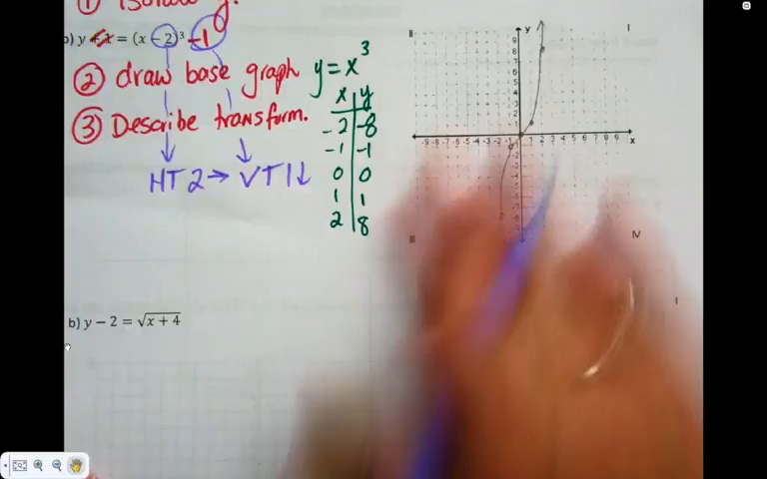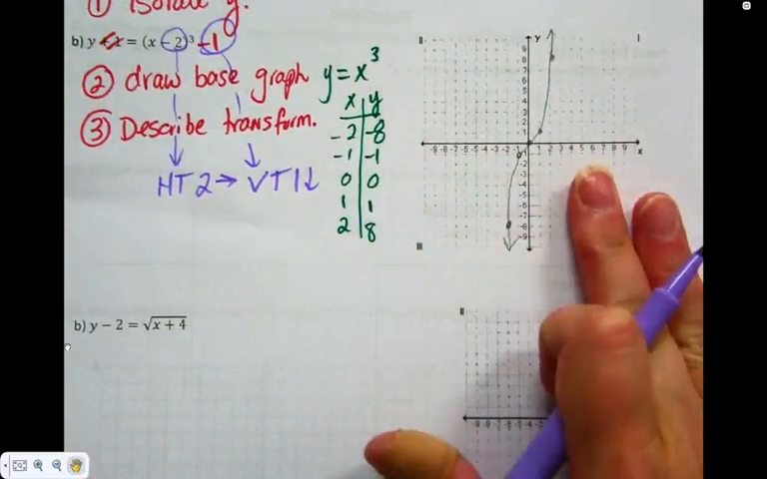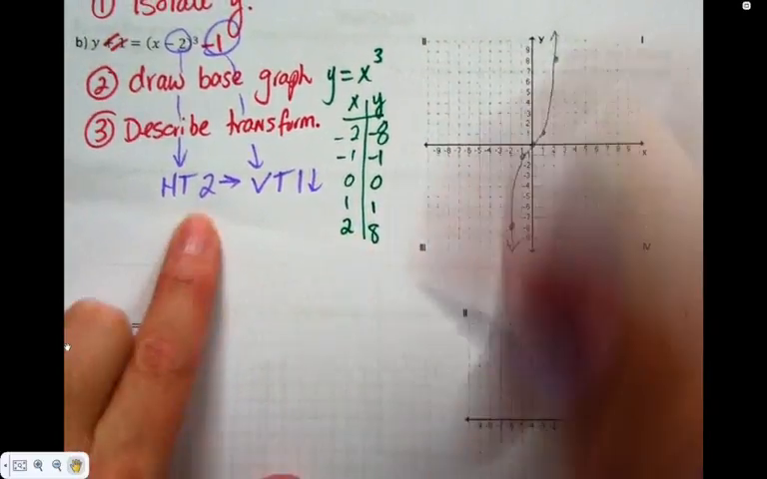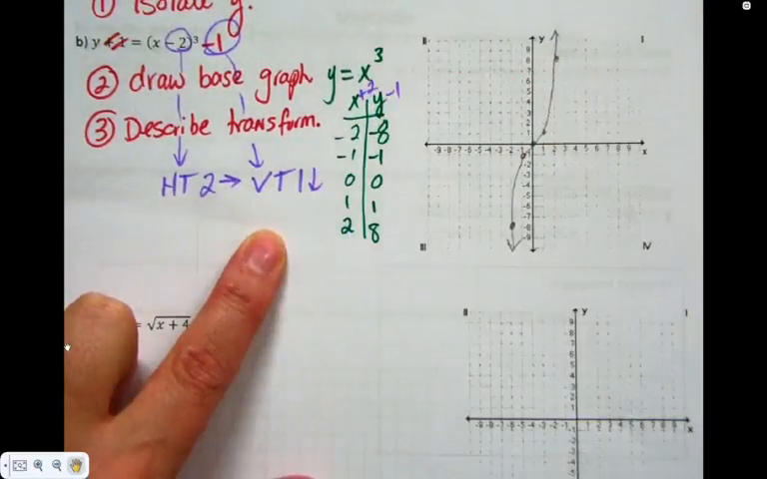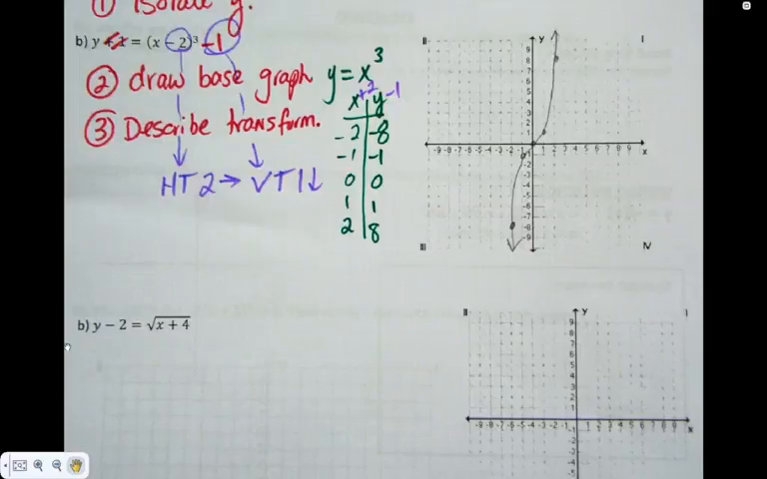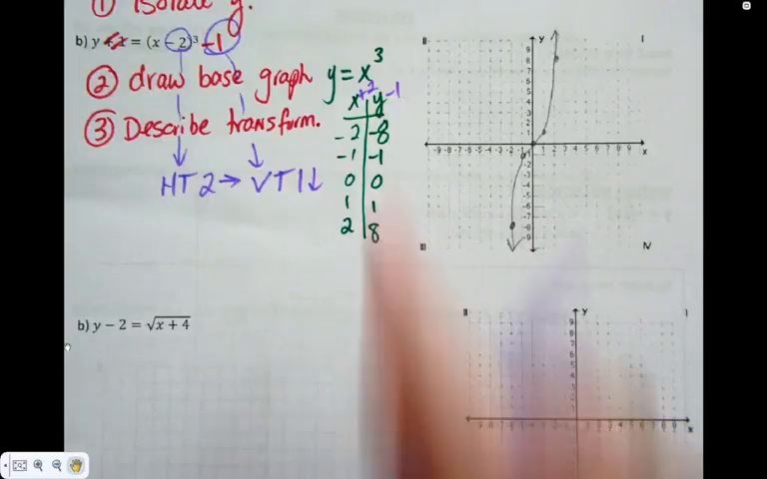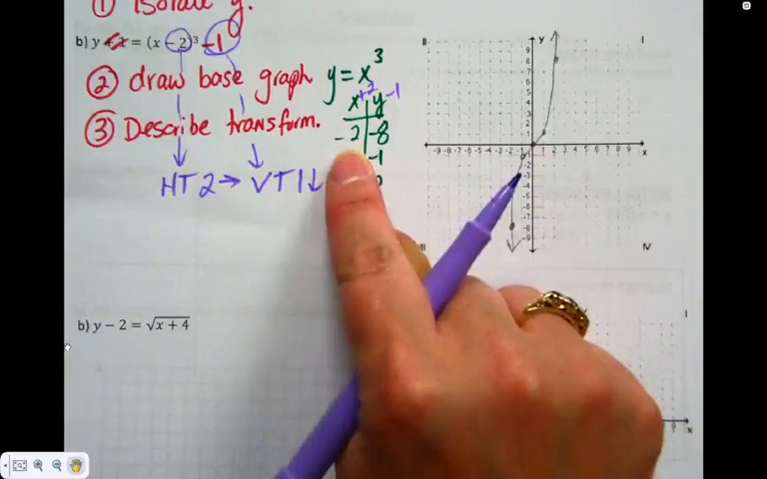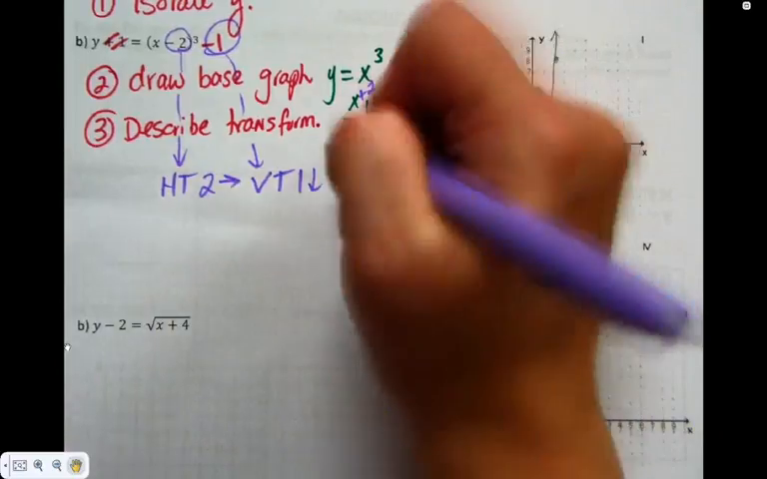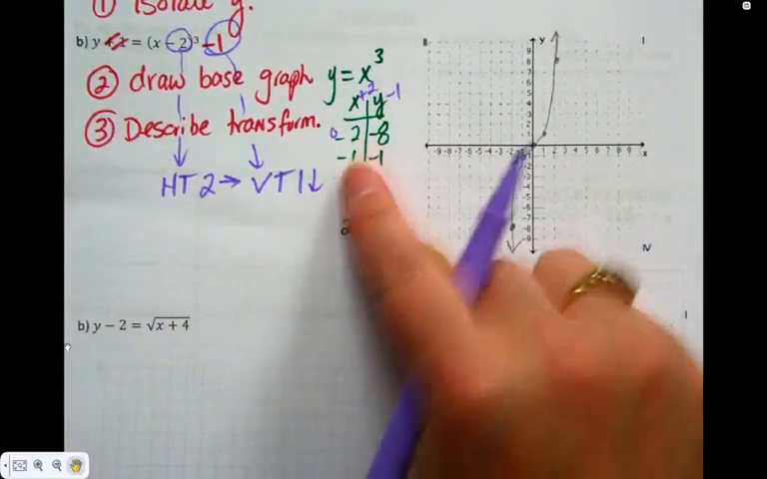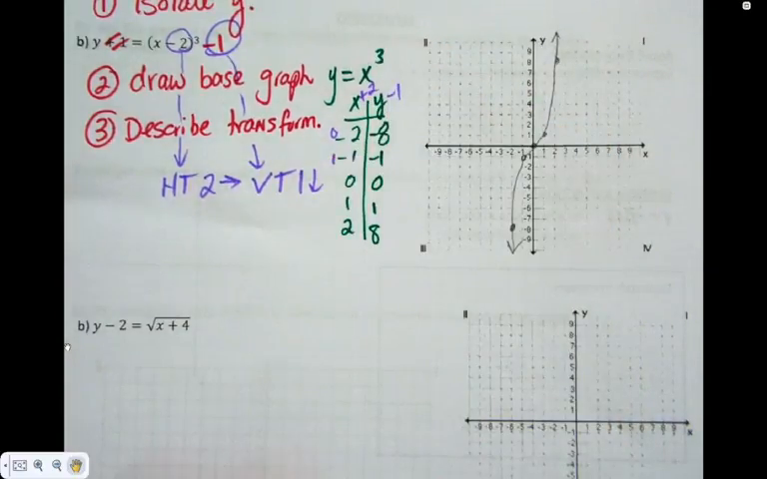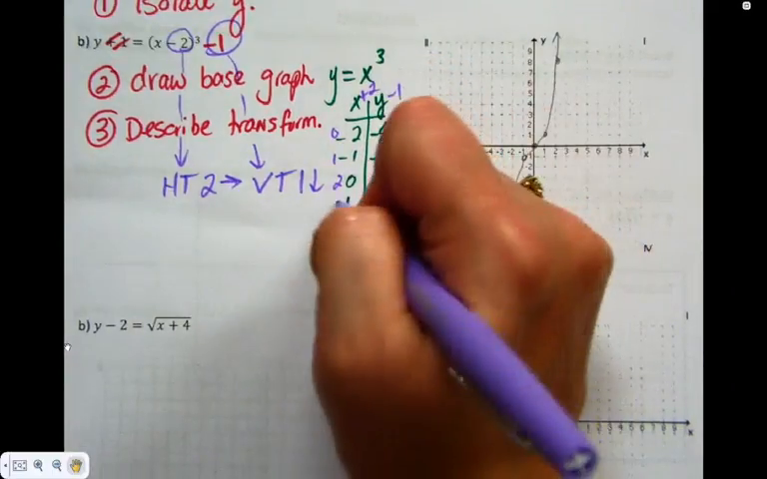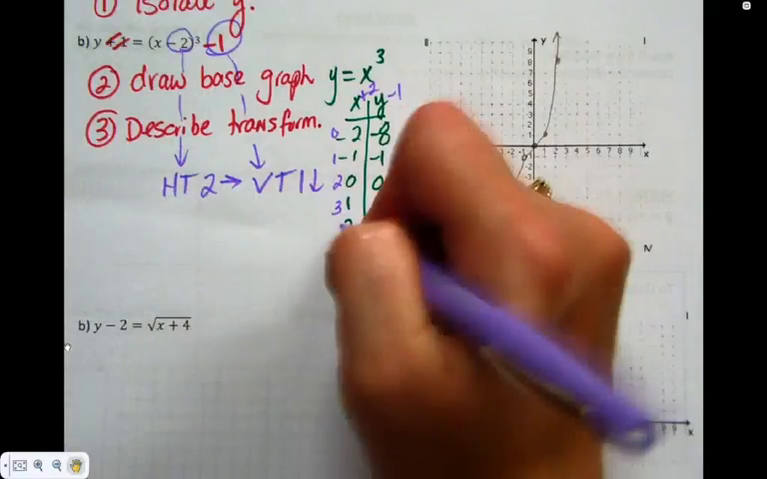This time I'm going to do that method with the table of values first. If you just want to draw off the graph, wait and I'll get there. What this means is that we are adding 2 to the x because we're going to the right, and we are subtracting 1 from the y because we are going down. So if I take -2 and add 2, I get 0. If I take -1 and add 2, we get 1. If I take 0 and add 2, 1 plus 2, and 2 plus 2.